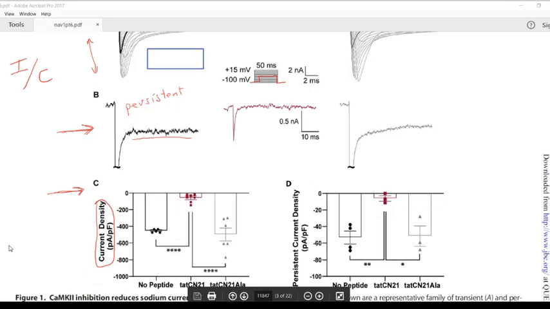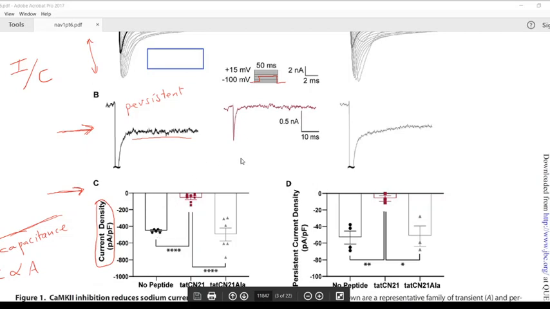Dividing by the capacitance normalizes for the size of the cells, because if you've got a cell that's twice as big, you're going to get twice as much current for the same channel density. So by dividing by the capacitance, you're effectively dividing by the area of the cell, because the capacitance is proportional to the area. And this is what they're showing here.